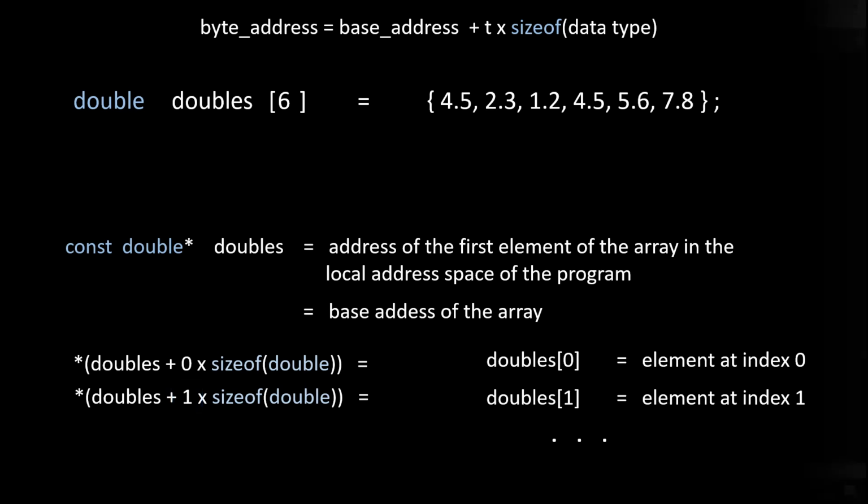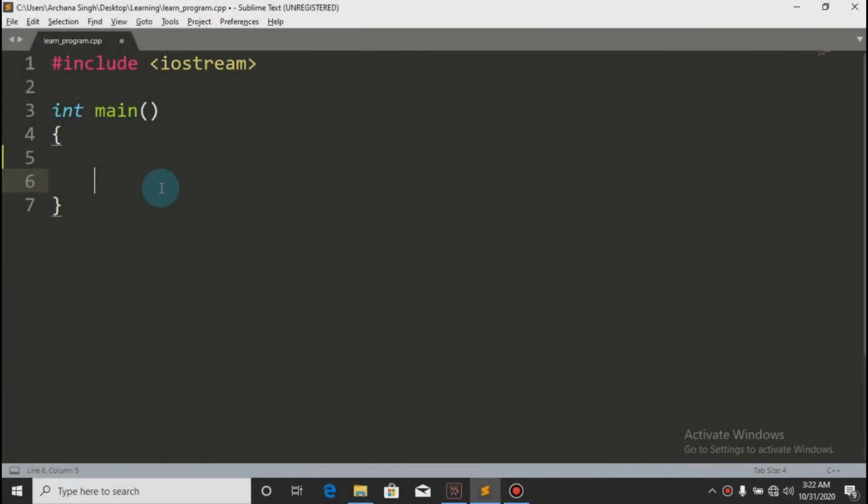Okay, now let's get into the real code. So here we are. First of all, you have to write the data type of the elements present in your array. Let's say integer. And then you have to write the name of your array. For example, let's say integers. Okay. And then in square brackets, you have to write the number of elements that your array is going to have. And then write the equal to sign. And then initialize your array. So I am writing the elements of the array.